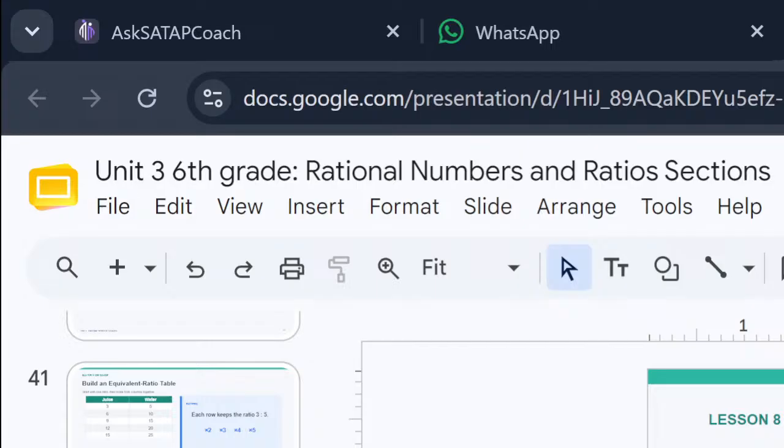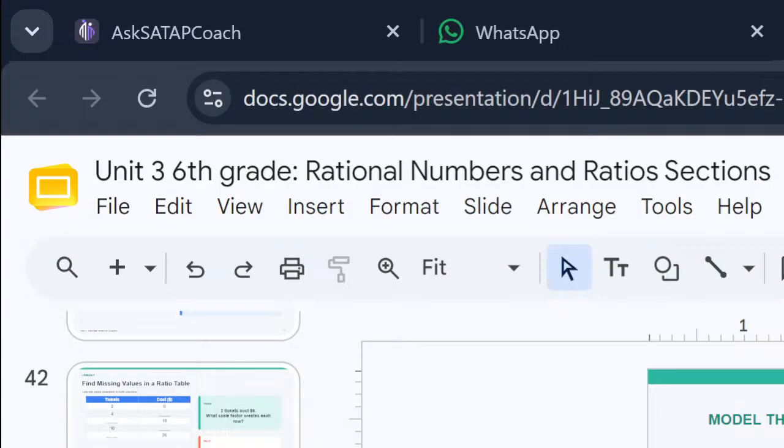Okay, this is lesson 8, equivalent ratios in real life. Lesson 8, I can create a ratio table. Lesson 8, I can create a ratio table from a real life situation. A smoothie uses 2 cups fruit and 3 cups yogurt. Fruit to yogurt is 2 to 3. So on the table, fruit to yogurt is 2 to 3, 4 to 6, 6 to 9, 8 to 12.